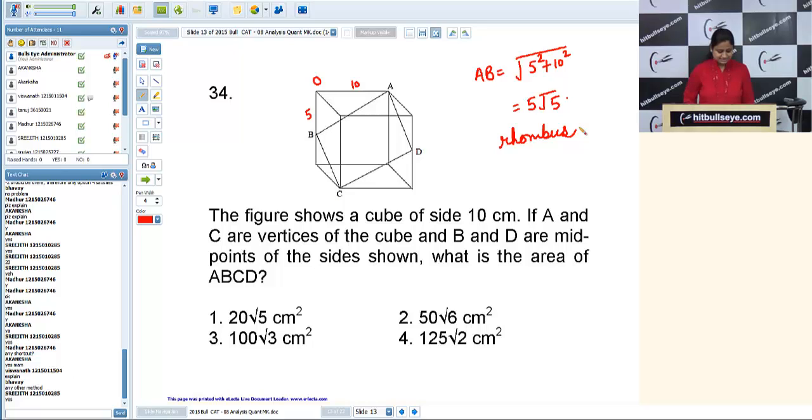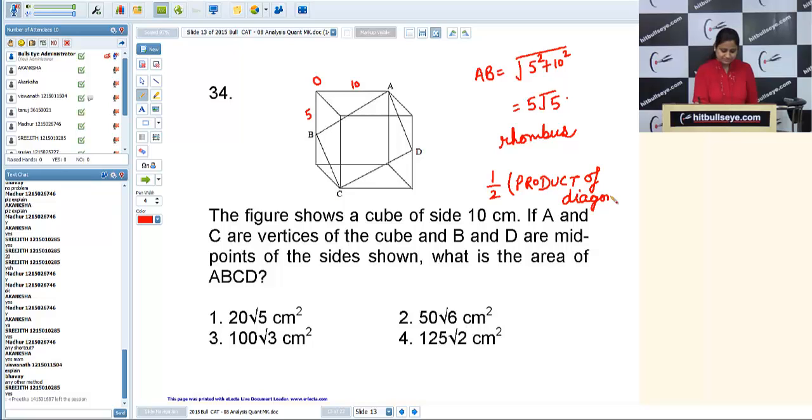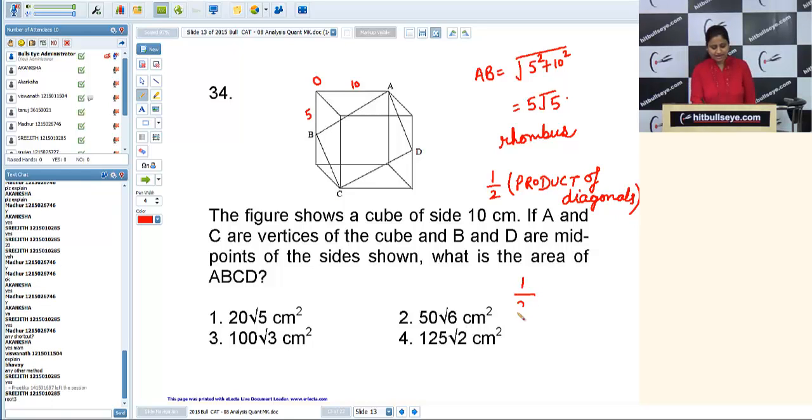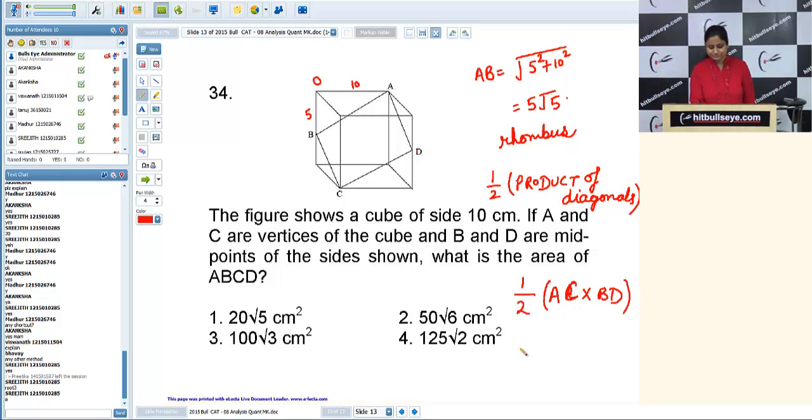Yes, still any problem in this? Now coming to AC diagonal. Now what is rhombus area? Rhombus area is half into product of diagonals. So we need to calculate the length of both the diagonals. So we will calculate AC and BD. Can you say AC is nothing but the body diagonal of the cube? What is the body diagonal formula? That is side root 3. Side into root 3. So it will be half into AC into BD. What is AC? That is 10 root 3.